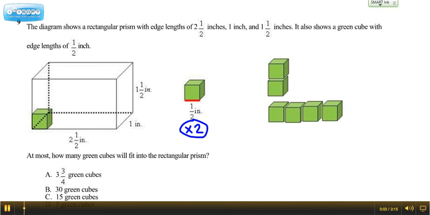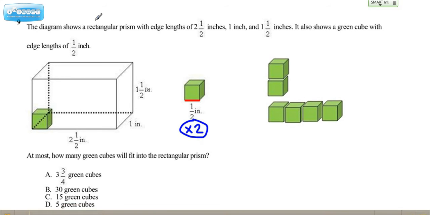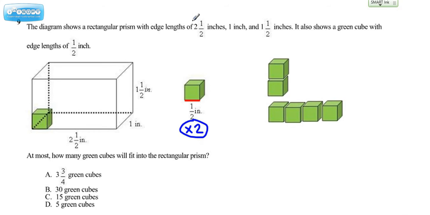We're taking a look at question number 9. The diagram shows a rectangular prism with edge lengths of 2.5 inches, 1 inch, and 1.5 inches. It also shows a green cube with edge lengths of 1/2 inch. At most, how many green cubes will fit into the rectangular prism?